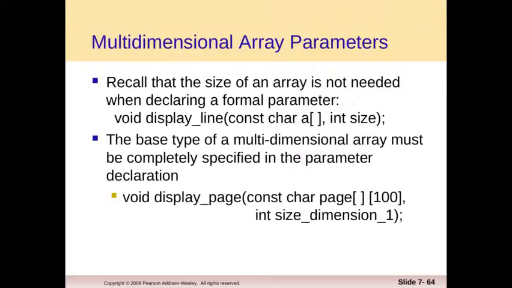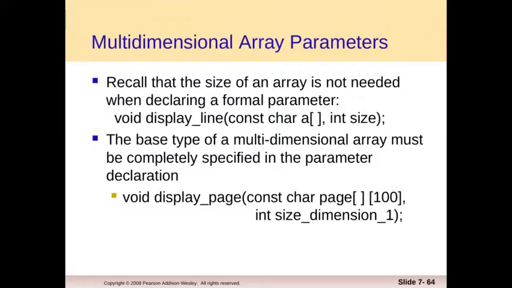The situation is a bit different when we use two-dimensional arrays. The reason is that if you look at the page array, then the page array is really a one-dimensional array. But if the page array is a one-dimensional array of 30 elements, then a char array of 100 elements, that together is the base type of every element.